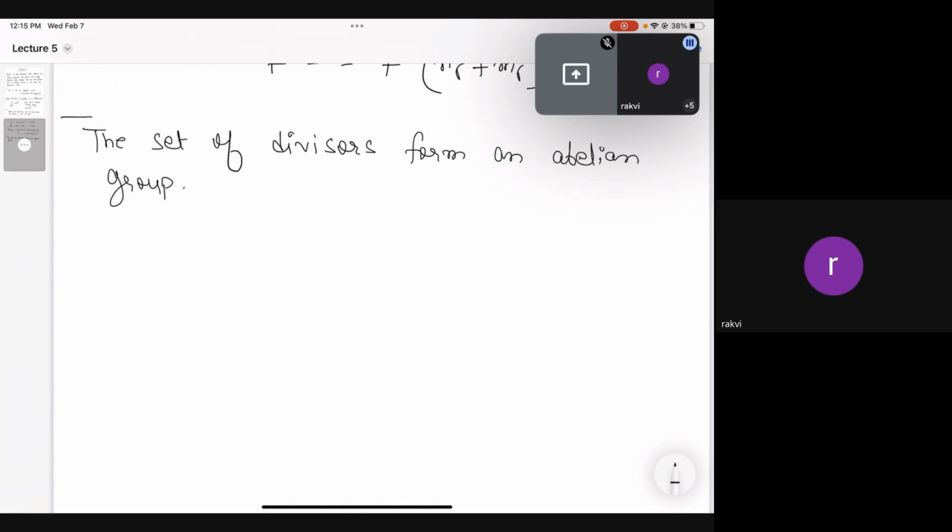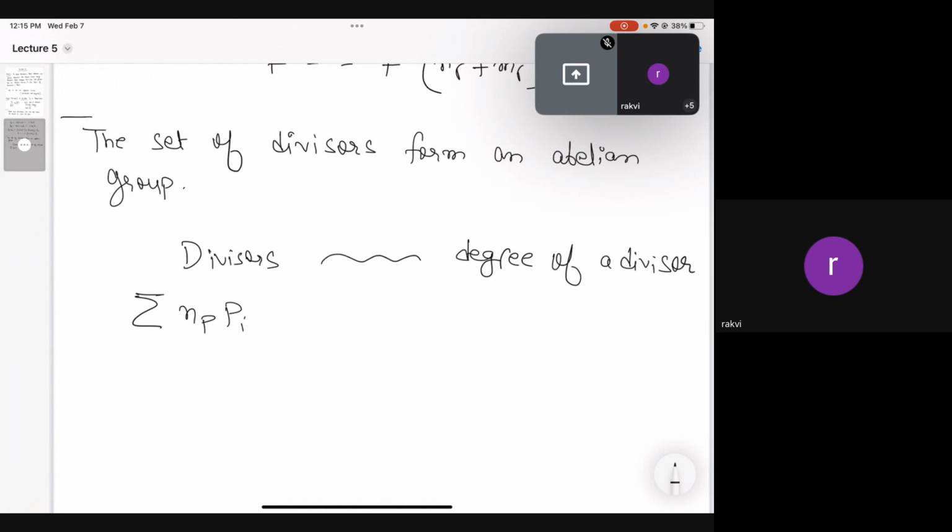And associated to a divisor, there's something called the degree of a divisor. So if our divisor is, let's say, the summation of n_i p_i, with i from 1 to n, then the degree is basically the sum of all the coefficients. So the degree is n1 plus n2 plus up to n_n. And this is an integer because I'm taking integer combinations.